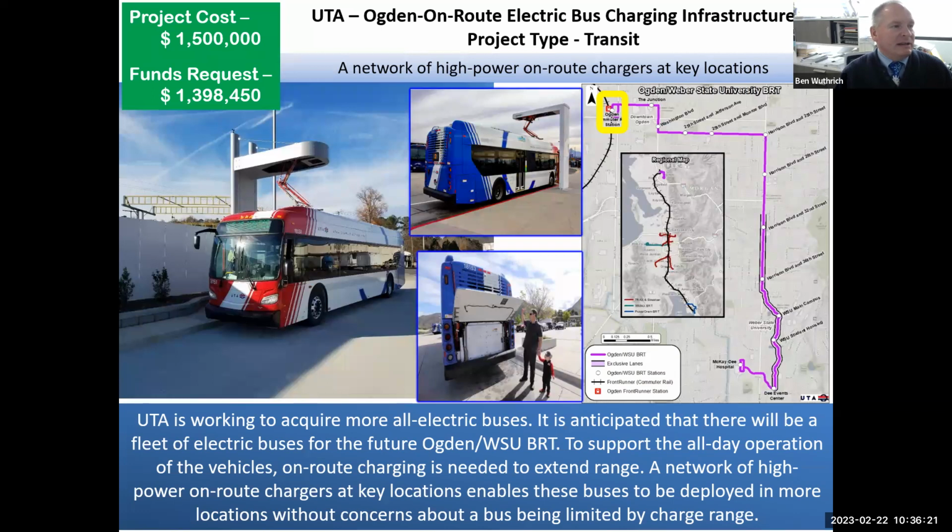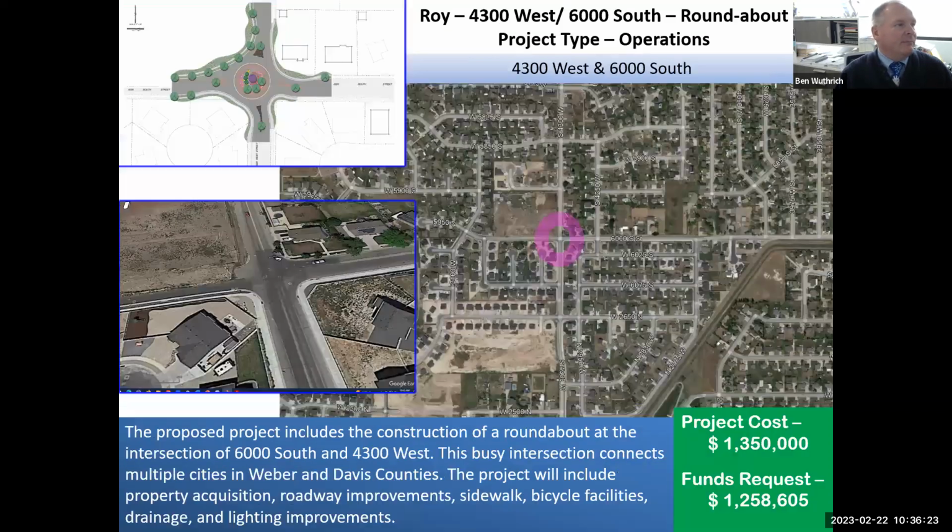The next project is a project in Roy. This is to construct or make improvements to the intersection of 4300 West and 6000 South by constructing a roundabout. This project is estimated to cost 1.3+ million, and the funds being requested is 1.2+ million.